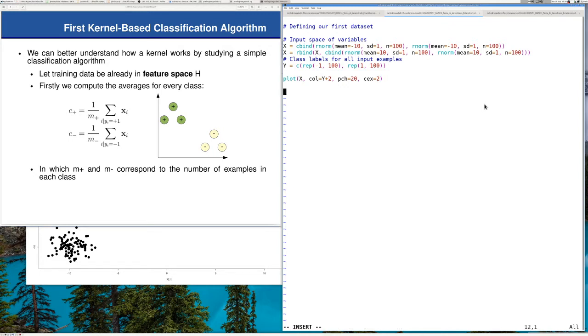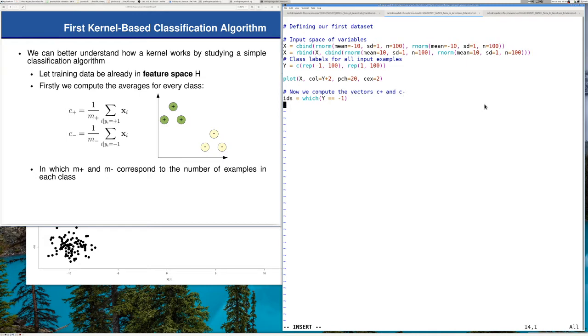So my next step is now we compute the vectors, the pair of vectors C plus and C minus. How can I compute C plus? It's kind of easy, isn't it? I'll just ask which elements in Y are equal to -1, and R is going to bring the example IDs for me.